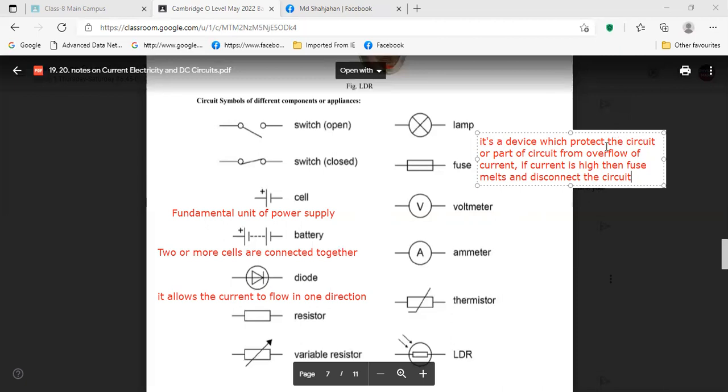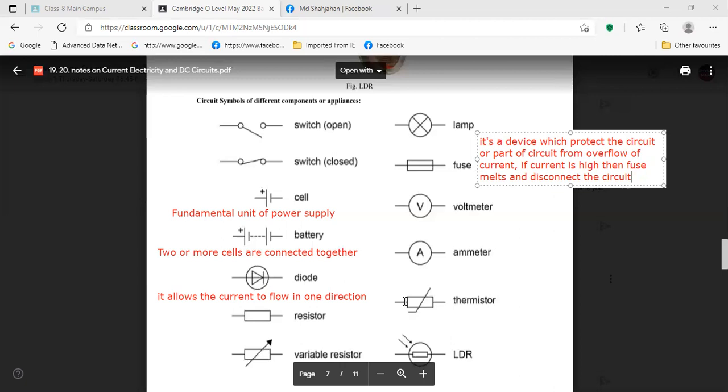Here we are done with fuse. Then we have another device, that is thermistor. It's one kind of resistor. We had LDR. You know about LDR. LDR is related to light. So you already told me what is LDR.